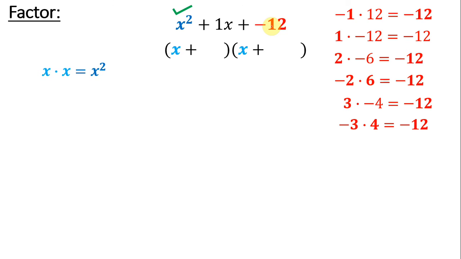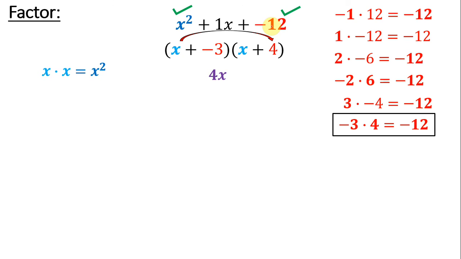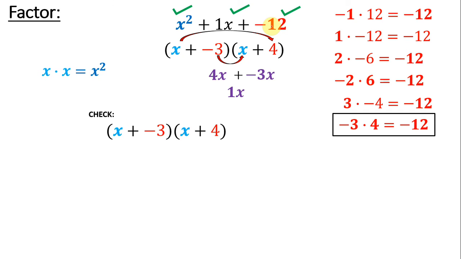The numbers that I will choose are negative 3 and positive 4. The reason for this is because when I multiply x and 4, I get 4x, and negative 3 and x, I get negative 3x. When I add those together, I get positive 1x, which is my middle term. I'm going to check that x plus negative 3 times x plus 4 is my correct set of binomials that represent the factored form of x squared plus 1x plus negative 12 by multiplying those binomials together.